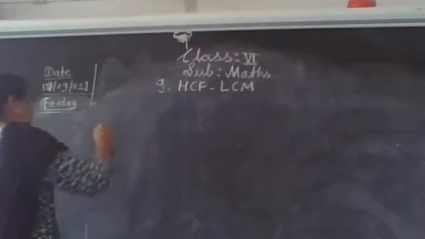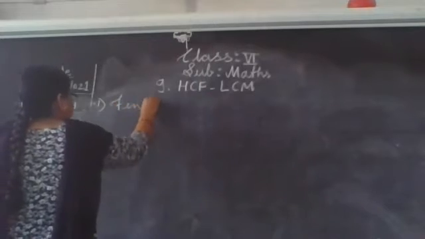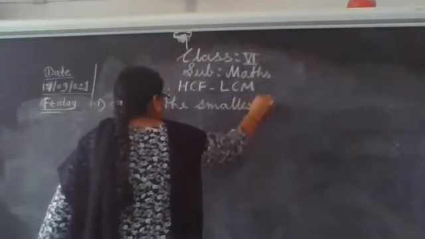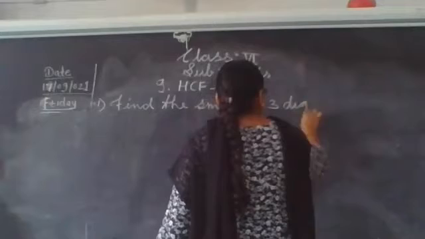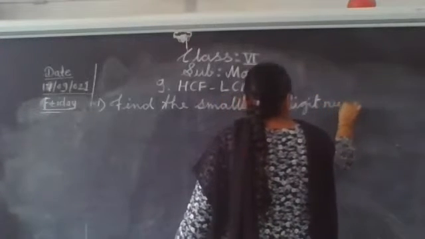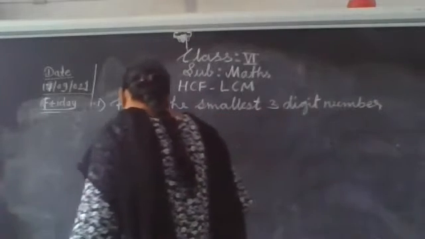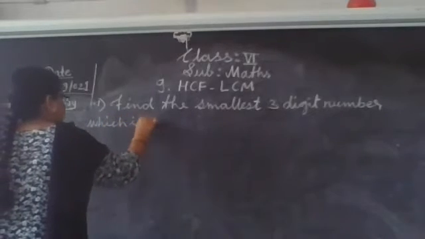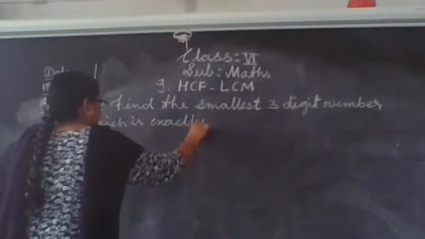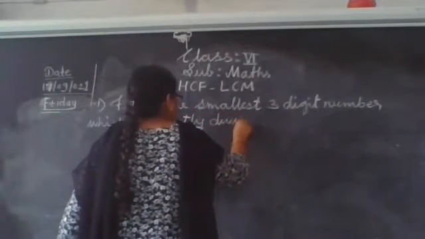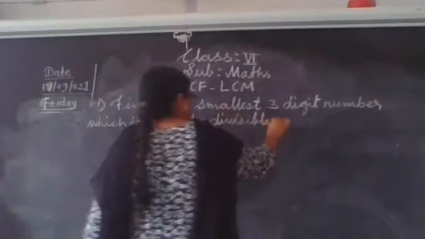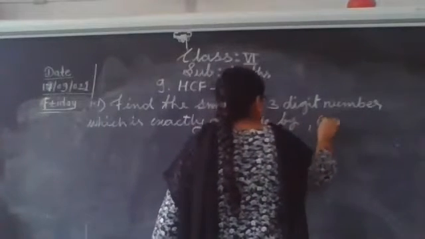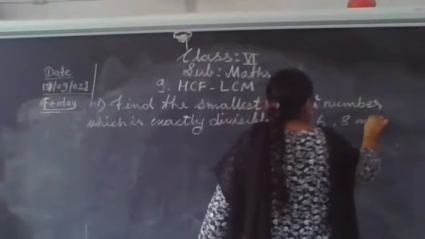Find the smallest three-digit number which is exactly divisible by 6, 8 and 12.